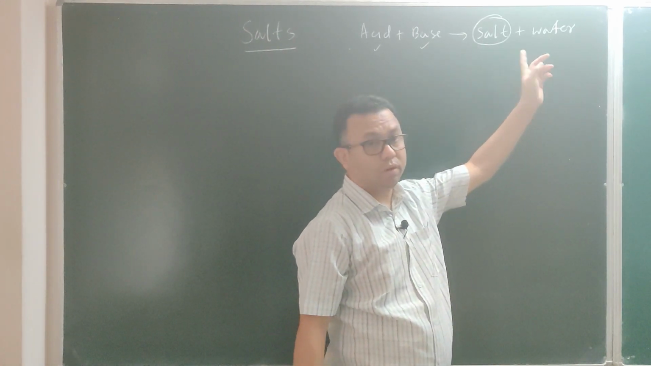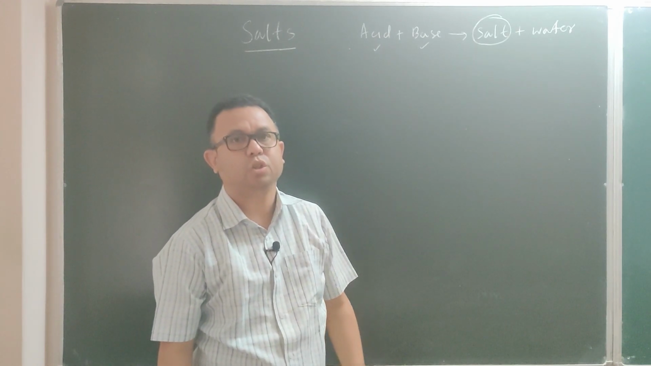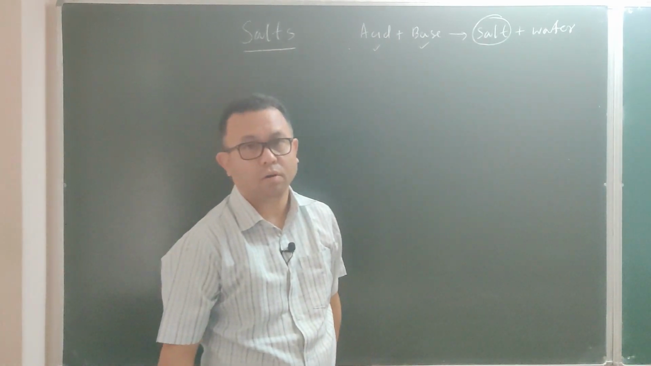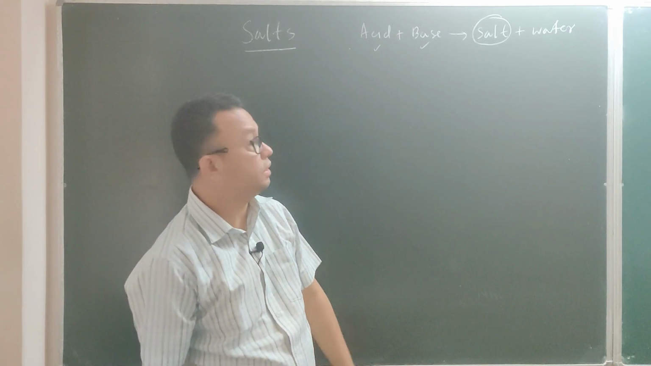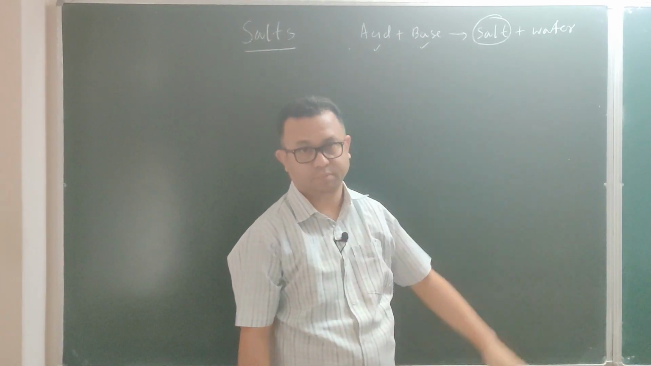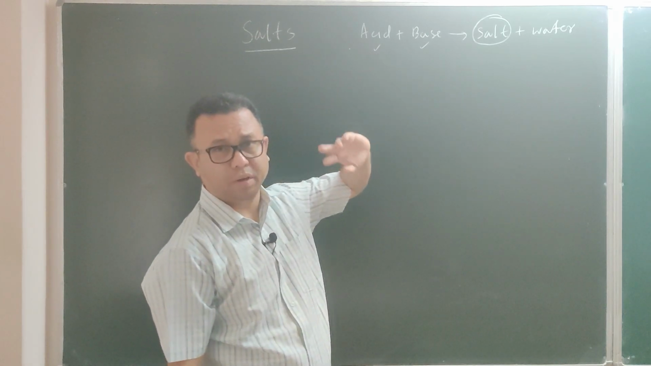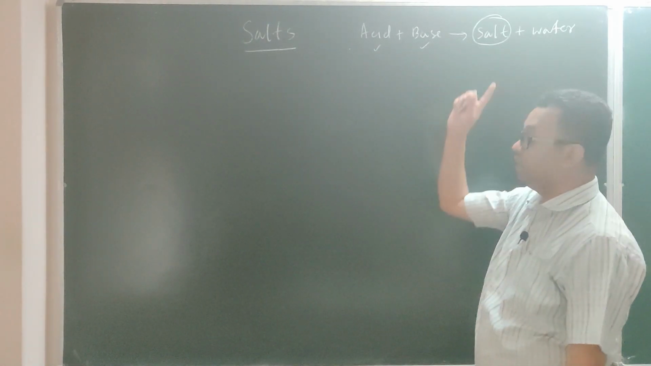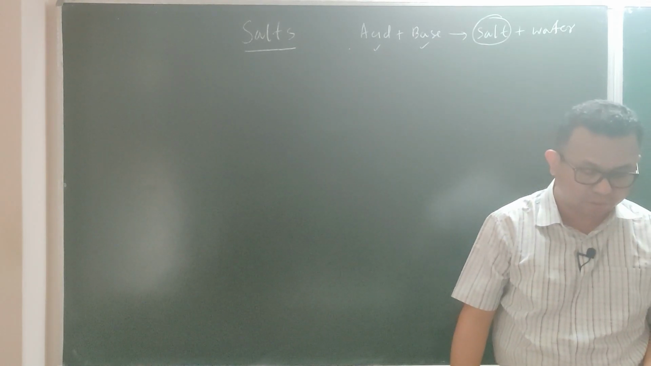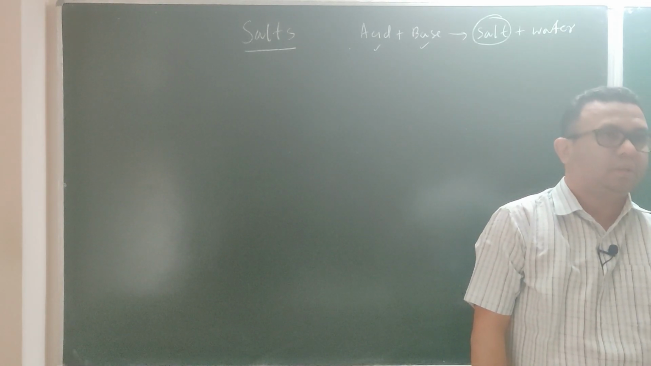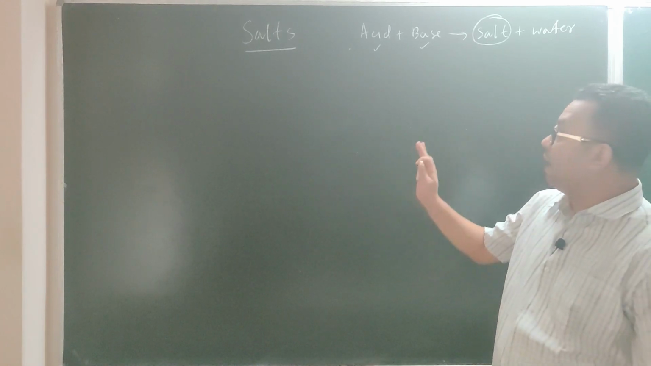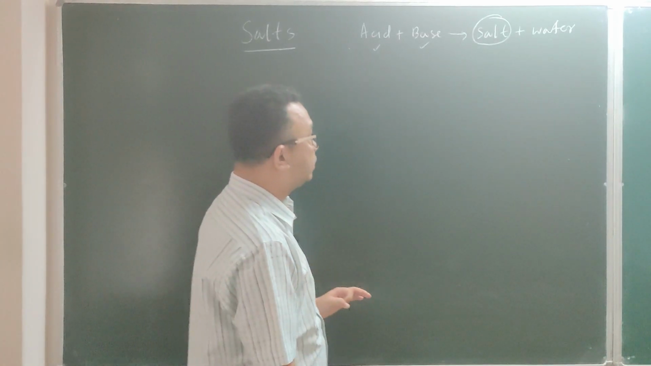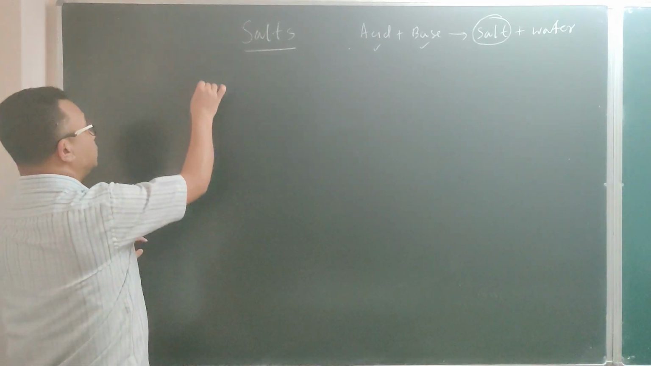So how is this salt defined? Now see, I am going to define salt. Salt is a compound which is formed by the neutralization of an acid and a base. That means by the neutralization reaction of an acid and a base, a new compound is formed, and that is salt. That is your definition of salt, but I'll call it not the proper definition of salt. Then what is the proper definition of a salt?